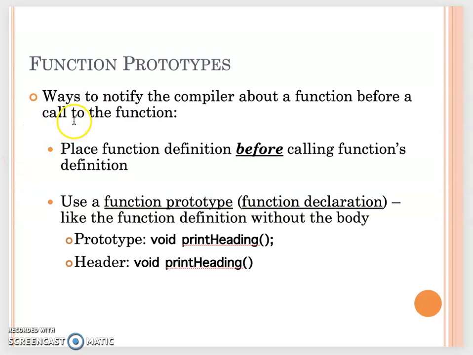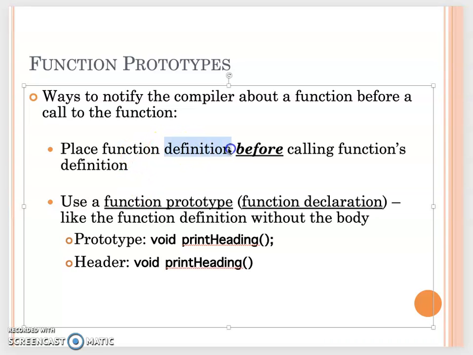So what is a function prototype? A function prototype notifies the compiler about the function before you call it. Normally you place the function definition before calling the function. That's what we do: you need to have all your function implementations before you call the function. But a function definition actually has two different parts: the function declaration and the function implementation. Usually when we say function definition, that means the function including the function body.